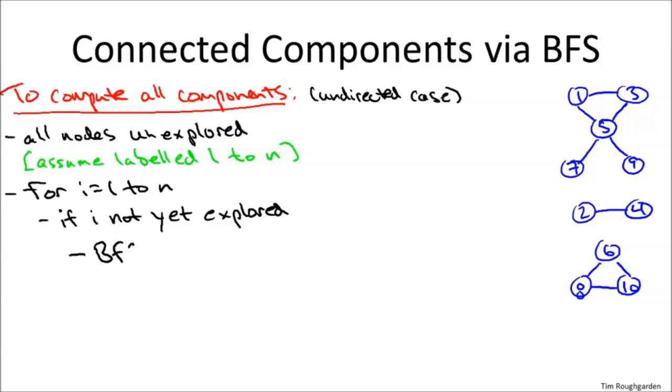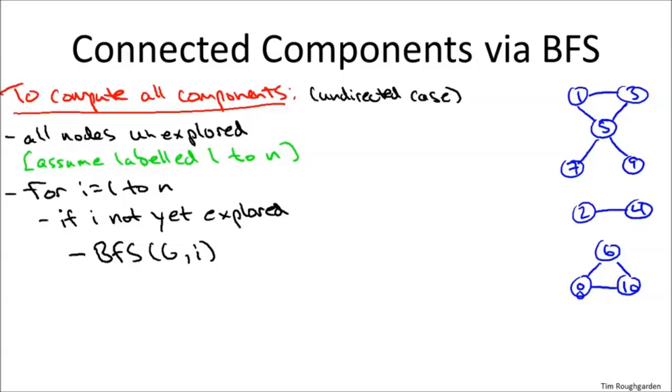So to make sure this is clear, let's just run this algorithm on this blue graph to the right. So we start in the outer for loop and we set i equal to 1 and we say, have we explored node number 1 yet? And of course not, we haven't explored anything yet. So the first thing we're going to do is invoke BFS on node number 1 here. So now we start running the usual breadth first search subroutine starting from this node 1.